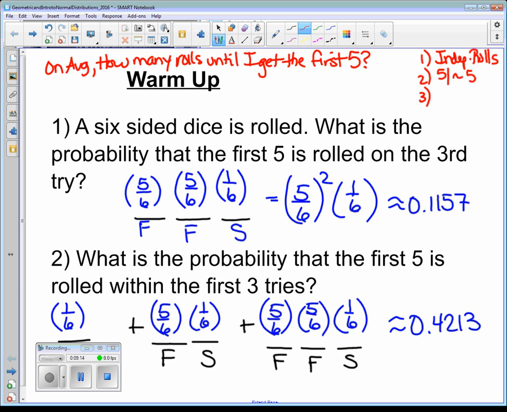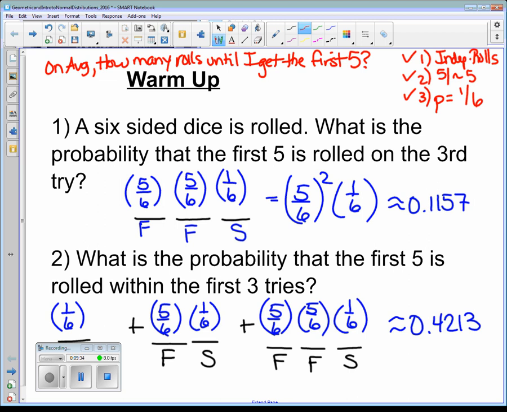How about the next one? The same probability. And what is that? 1 out of 6. Good. So is it geometric? Yes. Good. So that means that I can use the formula. I've checked the conditions. I can use the formula. Okay. So what is it?